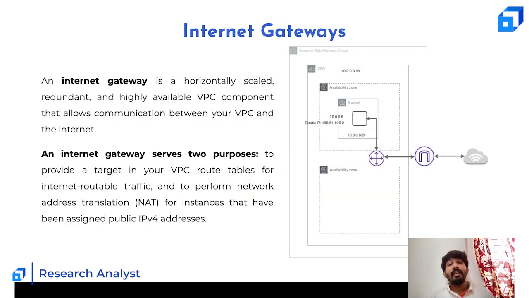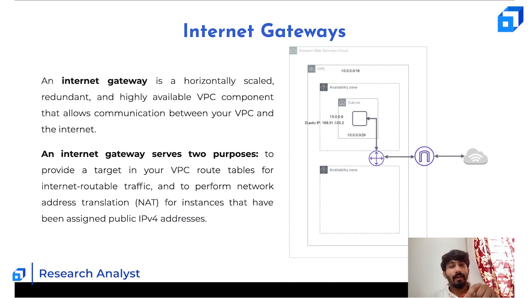Okay, next comes the internet gateways. The internet gateway is a pretty simple concept. An internet gateway is a horizontally scaled, redundant and highly available VPC component that allows communication between your VPC and the internet. Now the VPC, as I told you, is an isolated network.